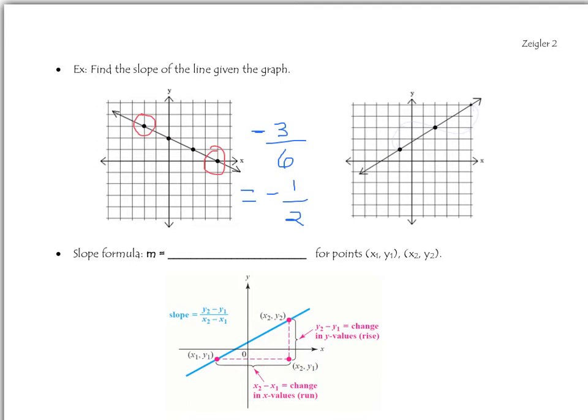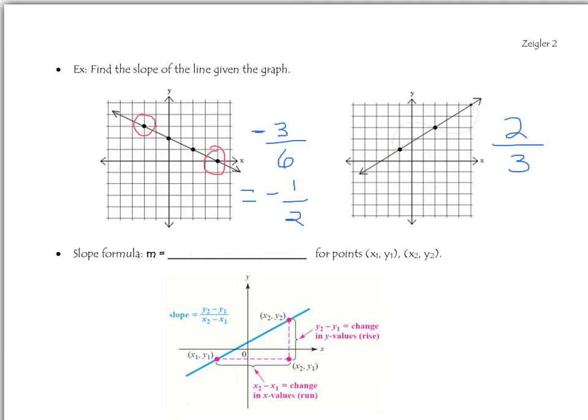Okay, so we look for the rise in the slope. Well, it goes from this point up 2 to get to that point. So the numerator is going to be 2. And then we look at the run in the slope, and it starts here and runs 1, 2, 3 over to the right. So the denominator is going to be 3. And is it going to be positive or negative? Well, the answer is positive because it runs uphill from left to right, so that makes it a positive slope.